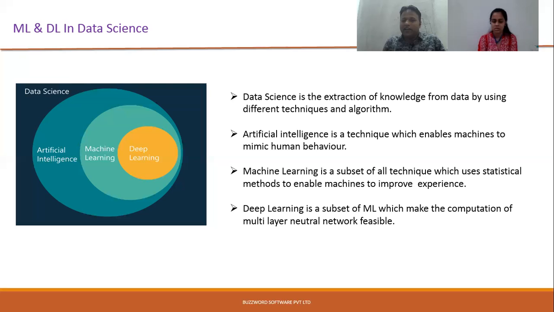Artificial intelligence is the technique that tells the machine that you have to judge what the human wants to do. Machine learning is a subset of that technique, which uses statistical methods to enable the machine to improve its experience.